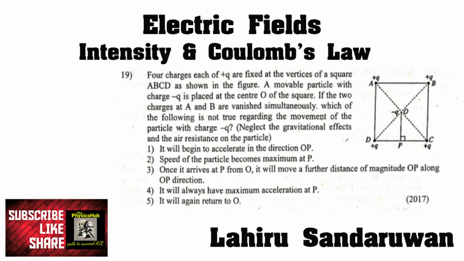4 charges, each of plus q, are fixed at the vertices of a square ABCD as shown in the figure. A movable particle with charge minus q is placed at the center of the square. If the 2 charges at A and B are vanished simultaneously, which of the following is not true regarding the movement of the particle with minus q? Neglect the gravitational effect and air resistance.